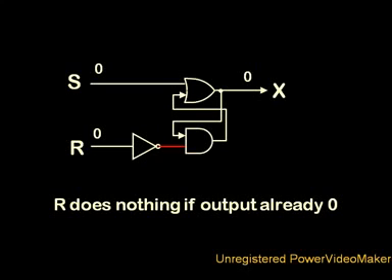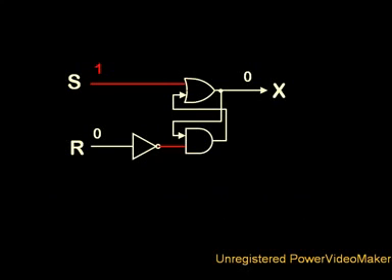So if the output is already 0, doesn't look like R does anything at all. It can go from 1 to 0 to 0 to 1 as many times as we want, and nothing else changes in the circuit. Let's try S.